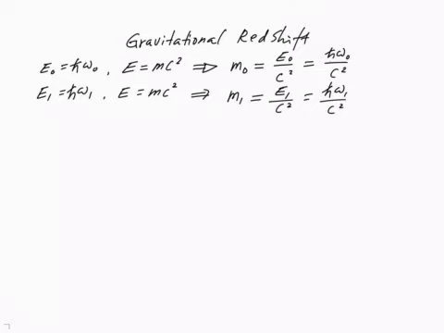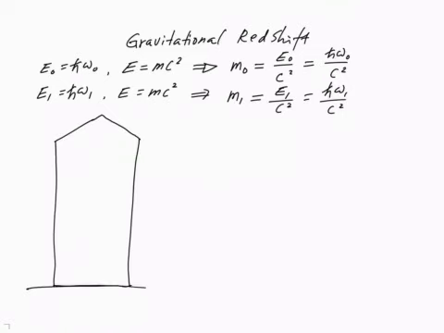For example, if we have a building sitting on top of the Earth, this is the Earth's surface. Now, at the top of the building, we can assume we have a device that can generate a photon. For example, it generates photons with energy h omega 0.